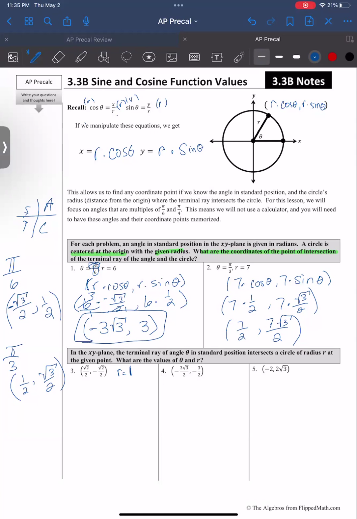And then I notice, okay, well, x is positive and my y is negative. That means that I have to be in quadrant 4, right? Because in quadrant 4, only my x is positive. So that means that theta is going to be 7 pi over 4.